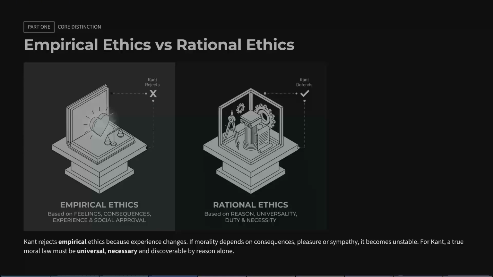Connect this to what you already know. Bentham bases morality on pleasure and on pain, empirical observations about human psychology. Joseph Fletcher bases morality on love as experienced in situation ethics. And another empirical foundation exists there. Kant rejects both of them as inadequate. Morality, he insists, must be grounded in something purer and more certain than experience can provide.